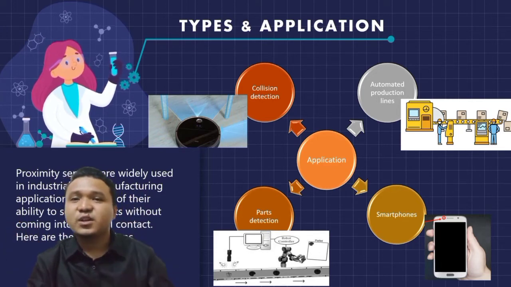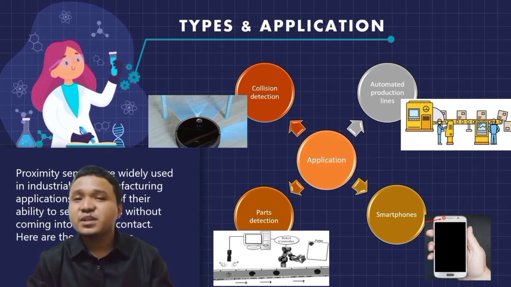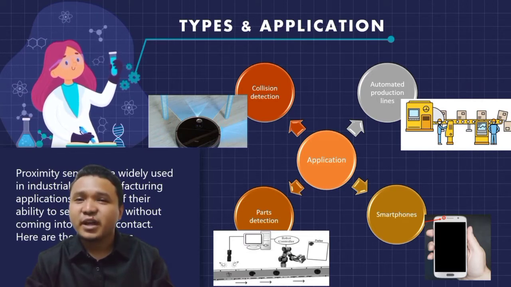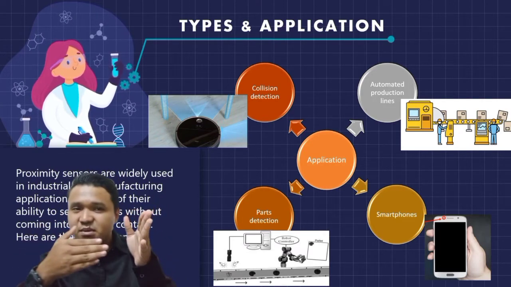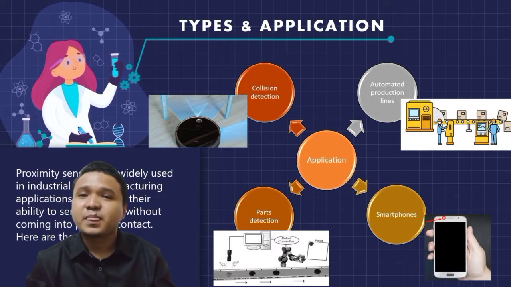Collision detection is used in robot vacuums to avoid hitting obstacles around them, and also in automotive, where if you reverse the car, it will sound like this: beep, beep, beep. Okay, that is the application of the proximity sensor.